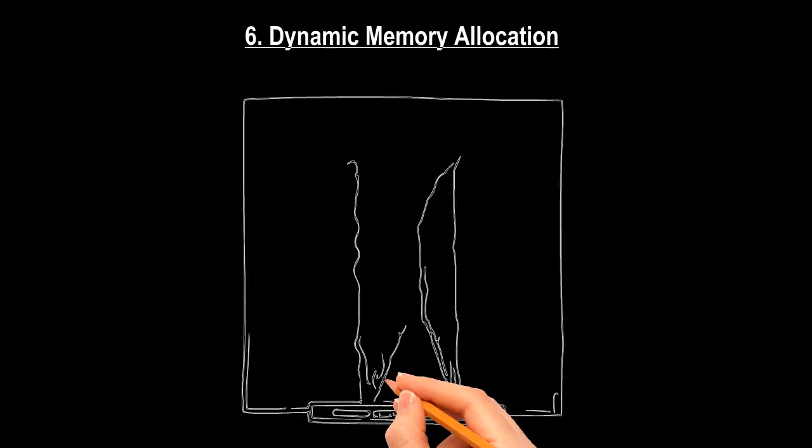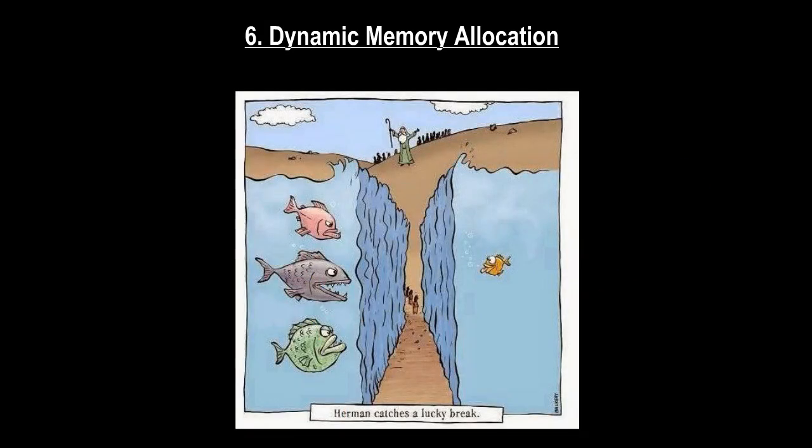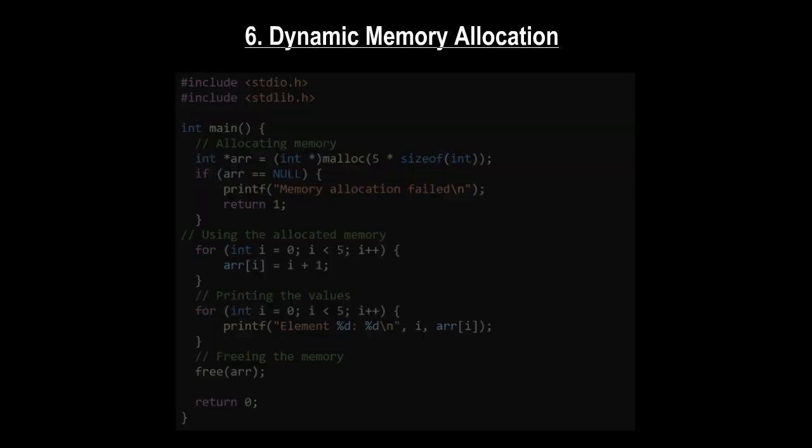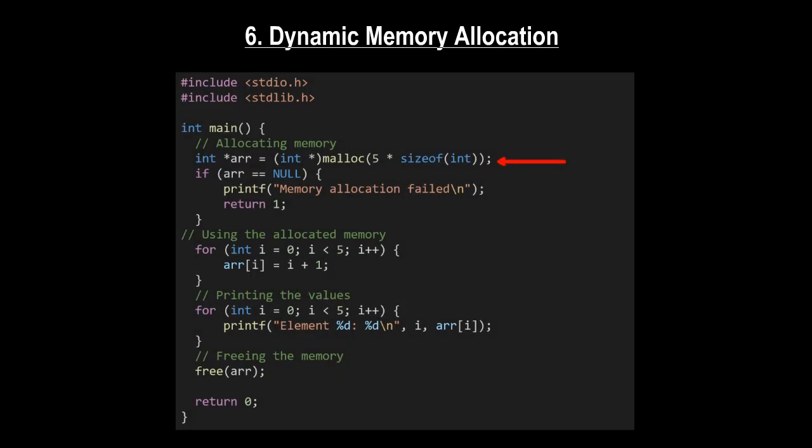Dynamic memory allocation allows us to allocate memory during runtime using functions like malloc, calloc, realloc, and free. Let's see how they work. In this example, we used malloc to allocate memory for an array of 5 integers, checked if the allocation was successful, and then freed the allocated memory.